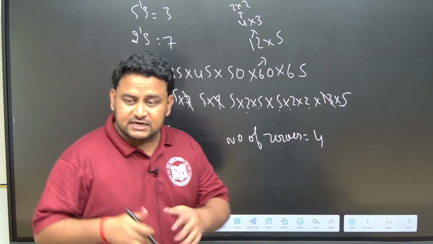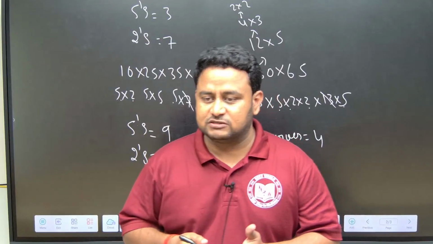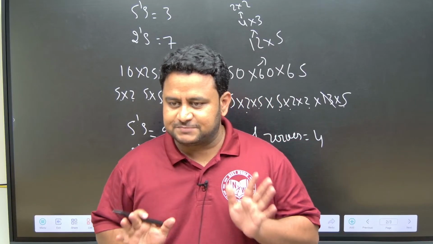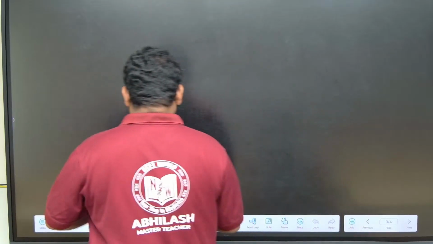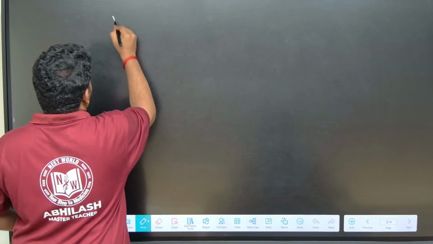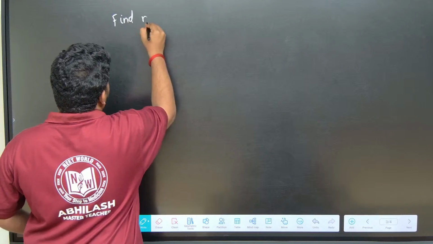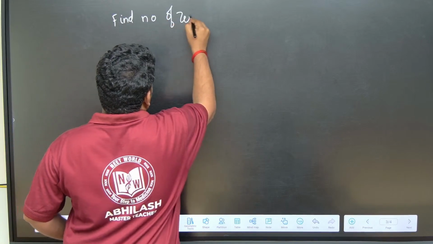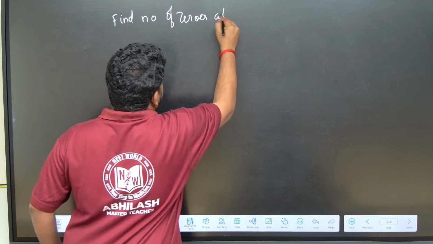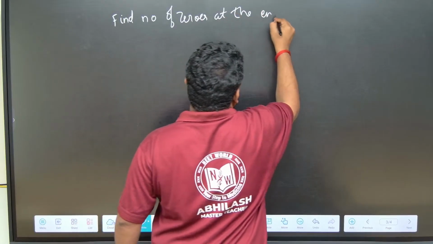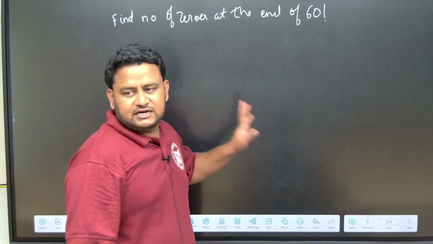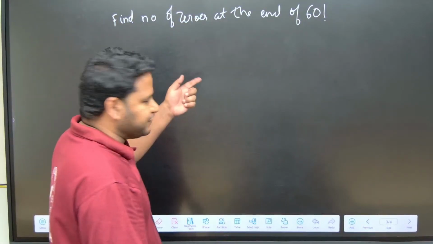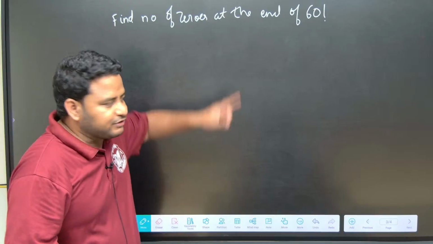But another type of thing that they will ask when it comes to the number of zeros is based on the factorial. So let us see such types of questions. They will ask, find the number of zeros at the end of 60 factorial. First of all, if you don't know what factorial is, you cannot solve this question.